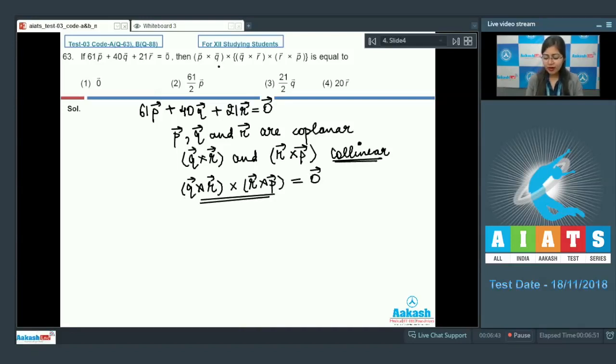So the required value will also be equal to 0 vector, because P cross Q cross 0 will be equal to 0. Hence the correct answer is option number 1.